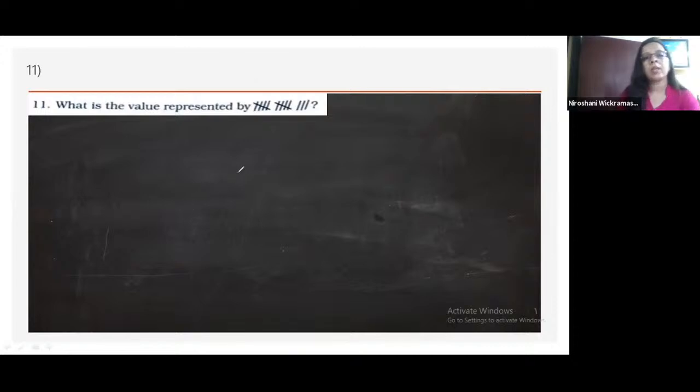What is the value represented by this? 5, 10, 13. What is the value represented by this? That is 13 here. 5 and 5, 10 and 3 lines here. Altogether, it is 13.